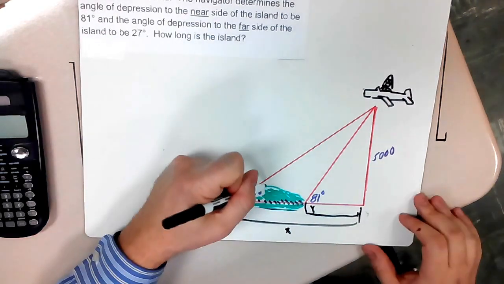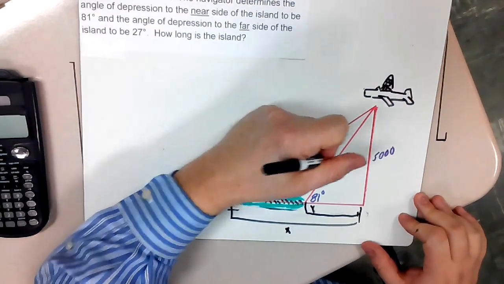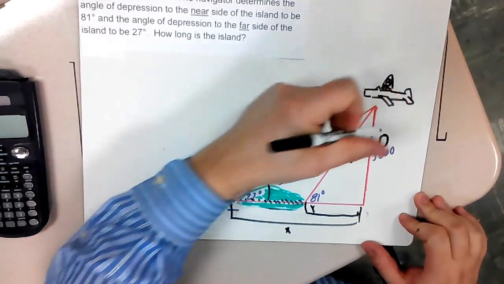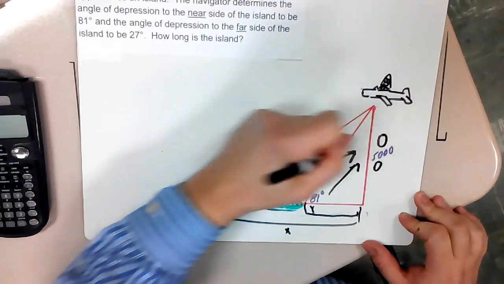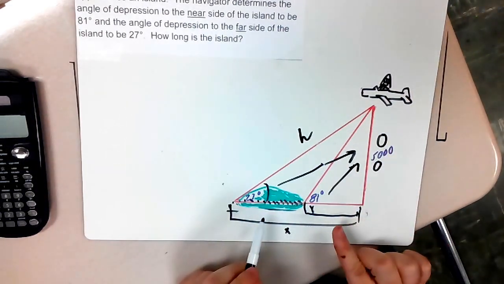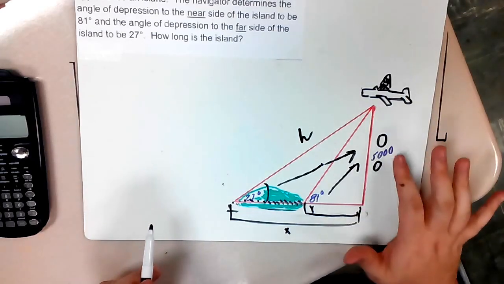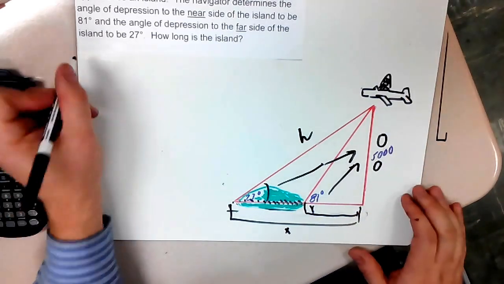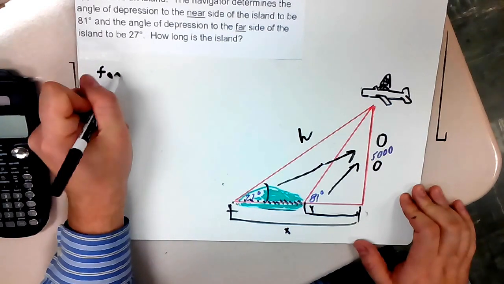All right. And now what I'm going to do is I'm going to label my triangles. So this is opposite. This is opposite. And this is the hypotenuse for both of them. So these are both the adjacent legs. Right? So I'm dealing with opposite over adjacent. I'm going to use tangent.